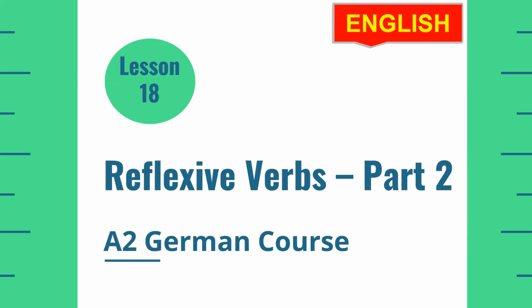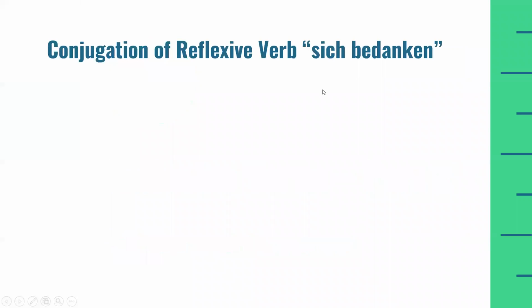Today is lesson number 18 of the A2 level of the German language course, and today we are going to continue the topic of reflexive verbs. So let's start and see what topics we are going to cover in today's lesson.